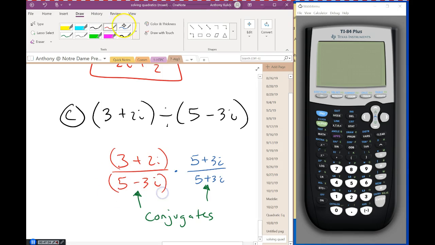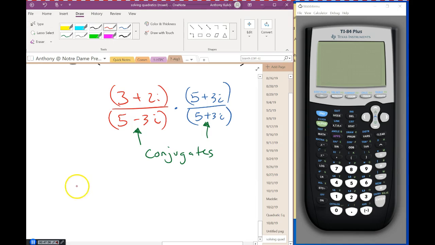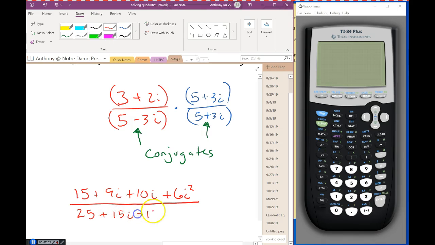So to multiply this out, what are we going to have to do? You have to FOIL the numerator and denominator. This is where it gets a little bad. So that's going to give me 15 plus 9i plus 10i plus 6i squared. And in the denominator, I'm going to have 25 plus 15i minus 15i minus 9i squared.